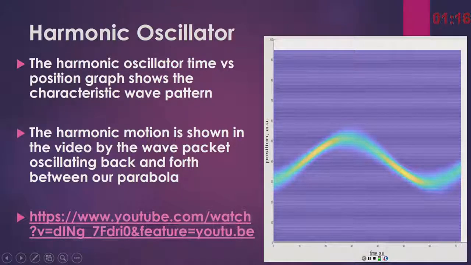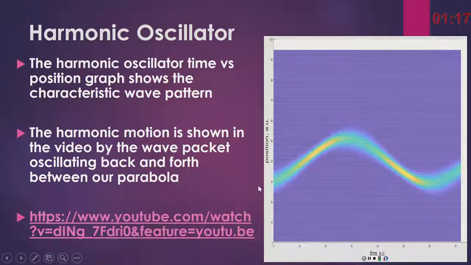And then the harmonic oscillator. Again, I have position versus time graph. Another characteristic of this, as you can see, is the probability going through the yellow spots that have the highest probabilities, and it makes this sine or cosine pattern. I also have a video of that here.